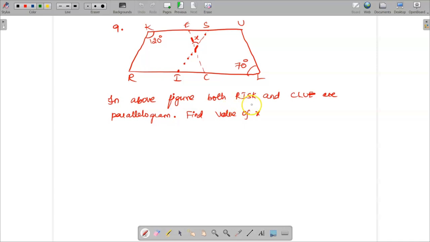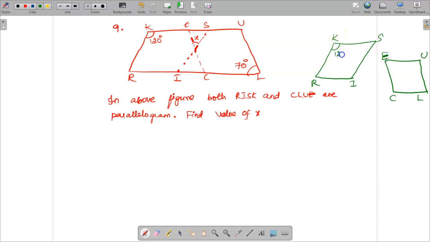So before proceeding with the problem, for easy understanding, let me draw the RISK parallelogram separately and then your CLUE parallelogram separately. So again, what are all the values we know? This is 120 degrees and then this is 70 degrees. Okay, so using these values only we are going to find out the value of x.